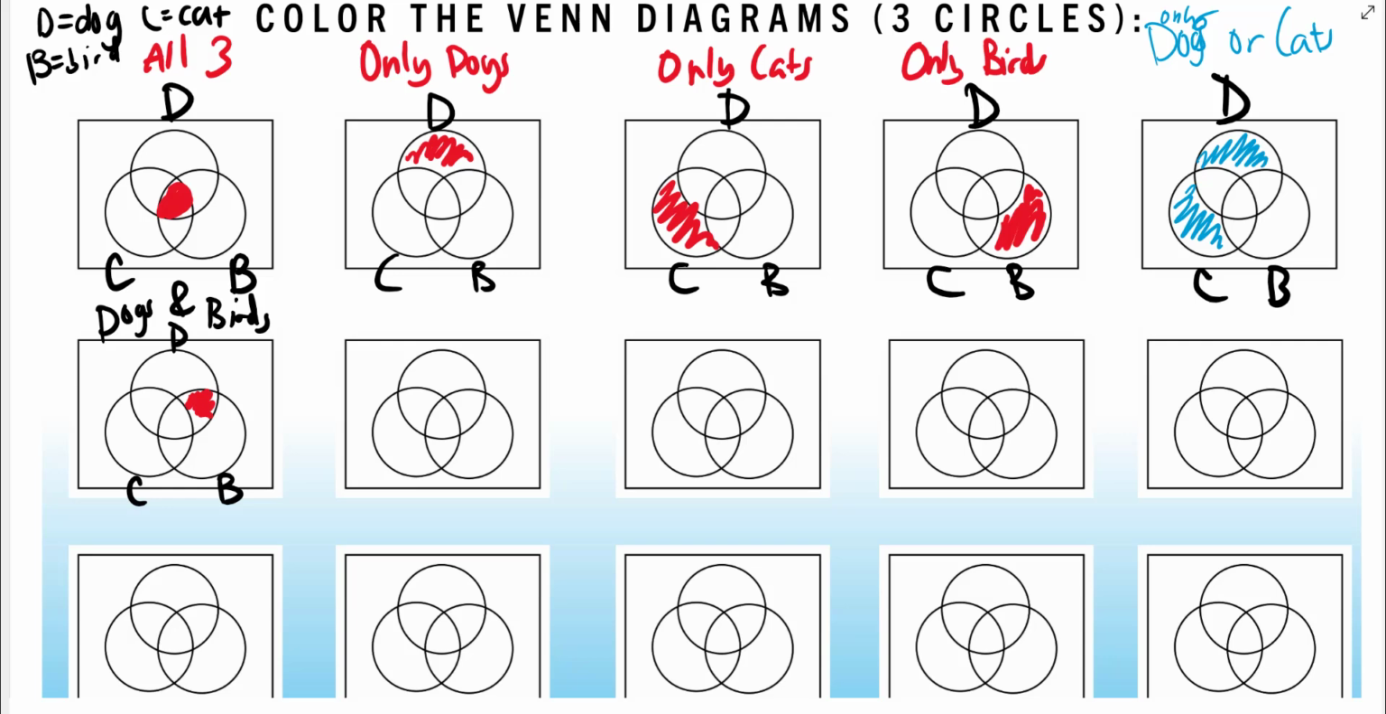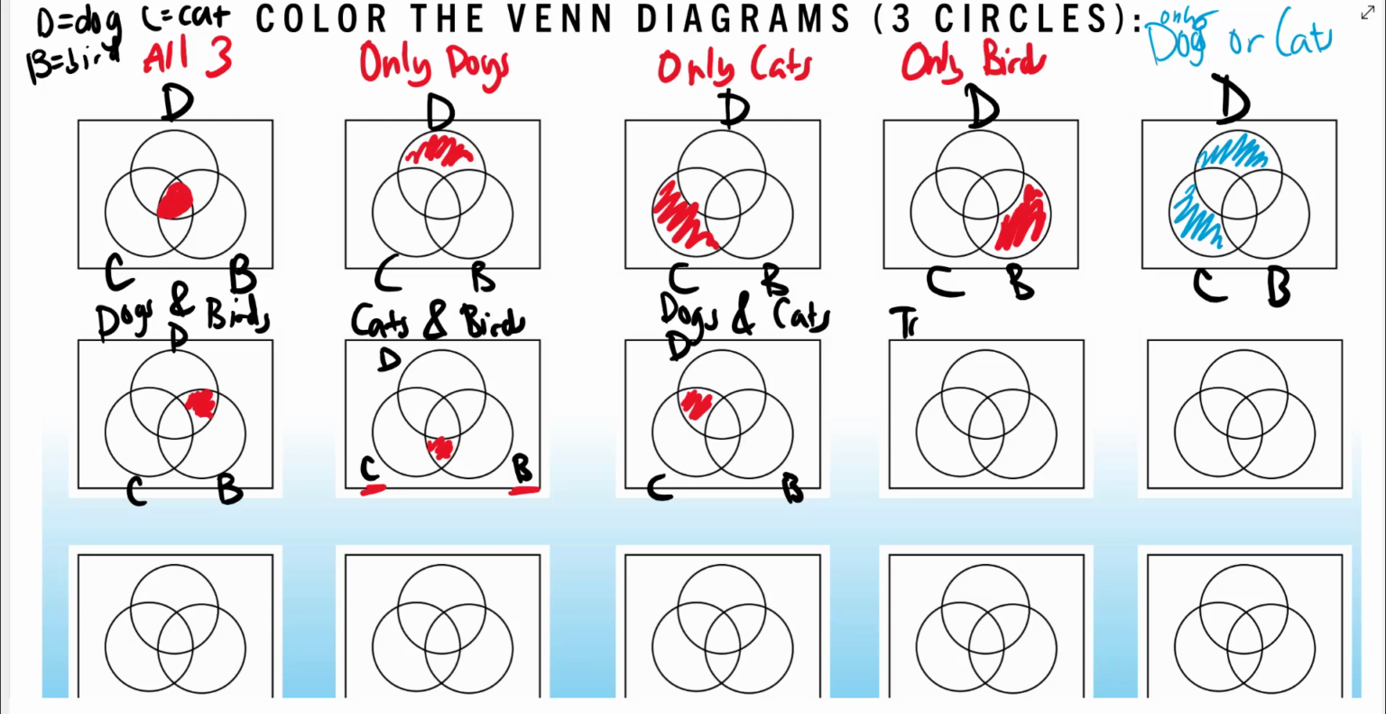If it was cats and birds, right, this is D, C, B. Cats and birds would be right here because we got cats and birds. If we had dogs and cats, that would be colored right there.